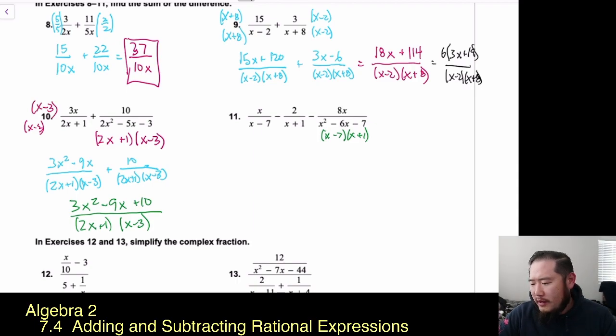So I'm looking right here. I've got x minus 7 in the first fraction. And I look over there on the other 2 fractions, and I've got an x plus 1. So I'm going to have to multiply this top and bottom by x plus 1. Okay, because then that'll match the last fraction, right? With the middle fraction right here, I only see x plus 1. I'm going to have to multiply this top and bottom with x minus 7.